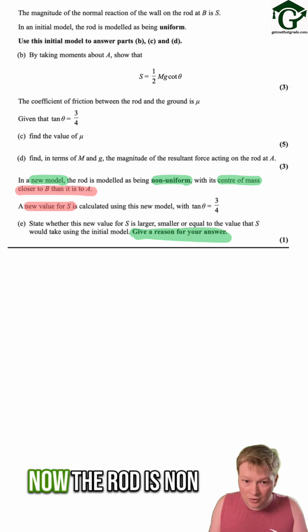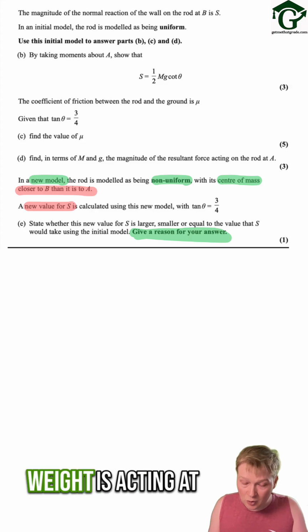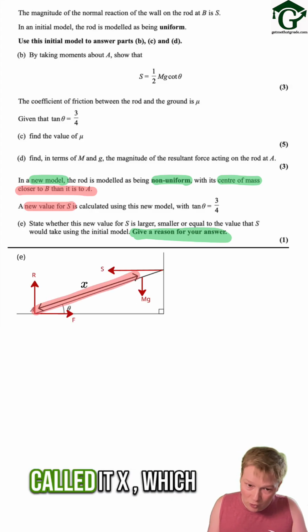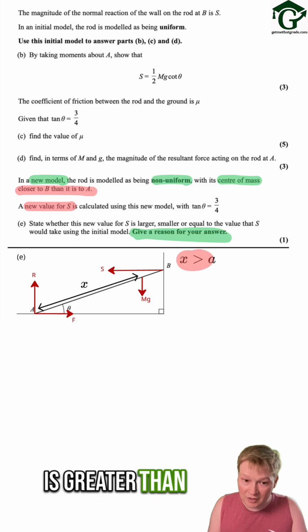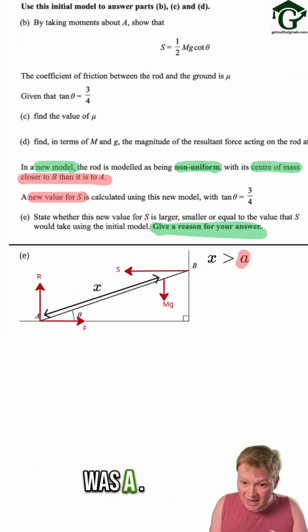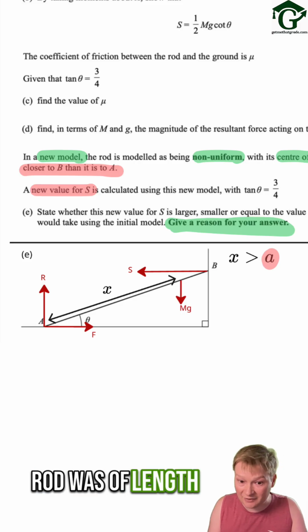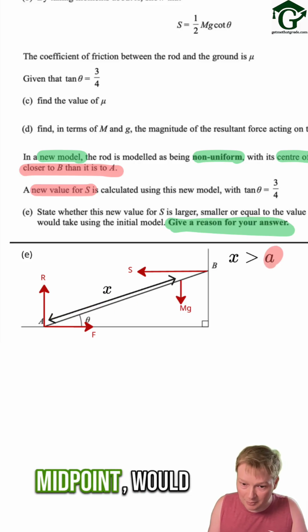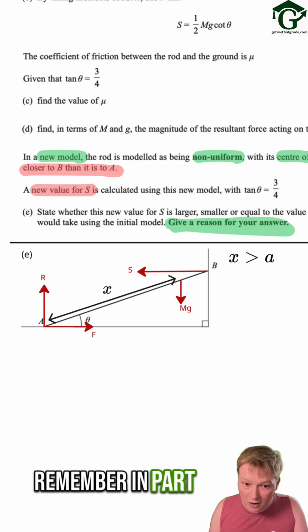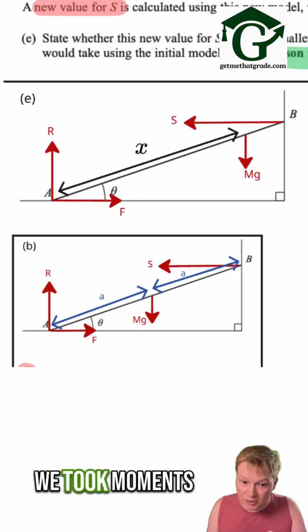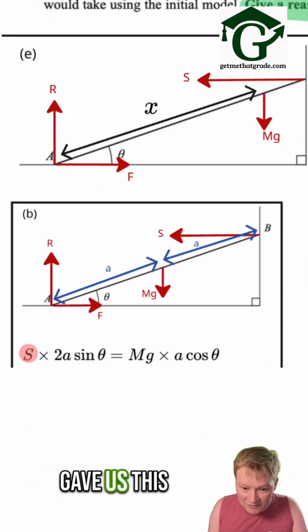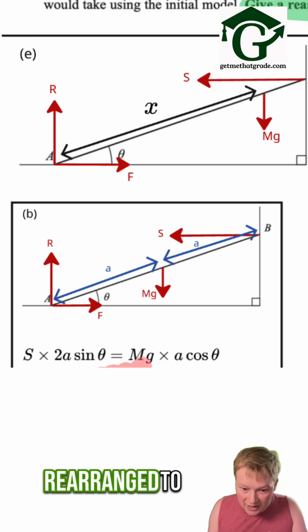So, now the rod is non-uniform, the weight is acting at a distance, I've called it x, which is greater than the midpoint of the rod, which was a. So this is now beyond the halfway point. Remember, the rod was of length 2a. The halfway point, the midpoint, would be a. Remember, in part B, to work out S, we took moments about A, and that gave us this equation, which we then rearranged to this form.